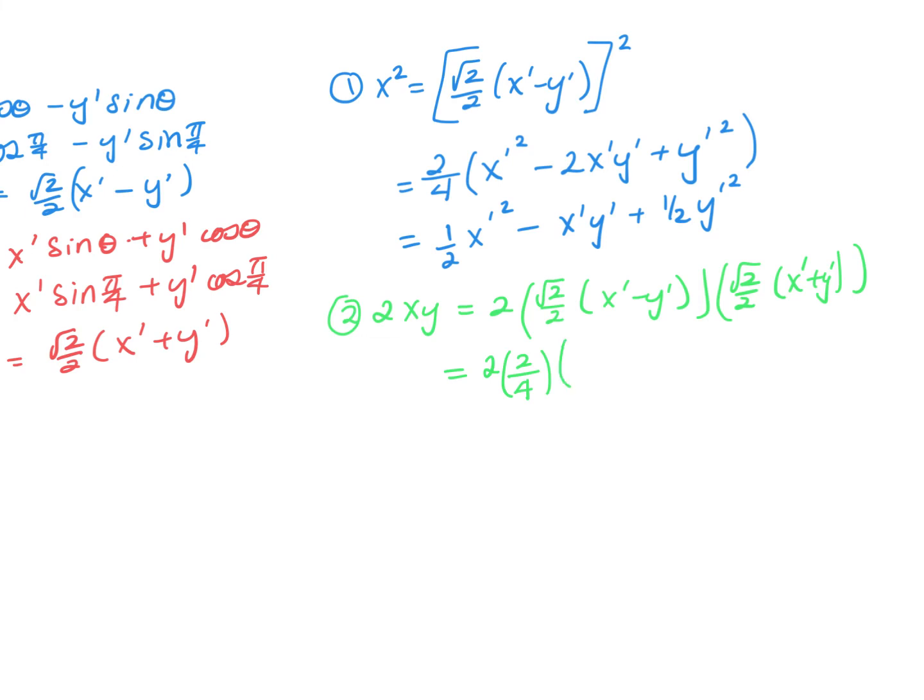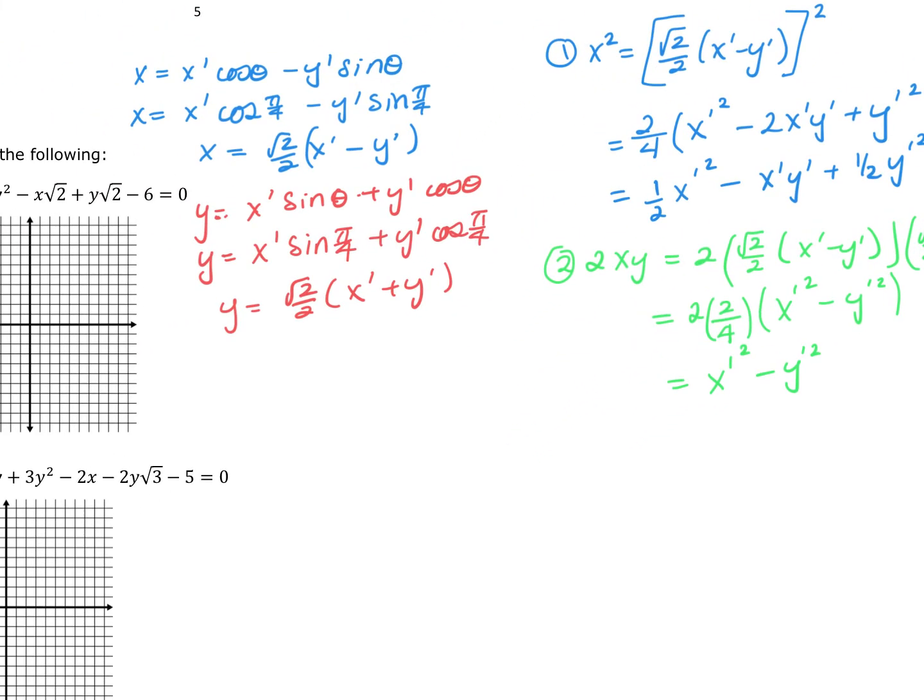That's the coefficient. Now, this is the difference of squares, so it'll be x prime squared minus y prime squared. And you can see that 2 times 2 is 4, which reduces to the 4. So this replacement is x prime squared minus y prime squared.